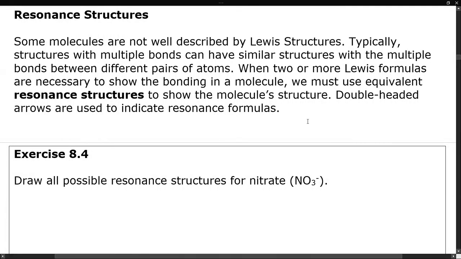Now, sometimes you don't get a good representation from a Lewis structure. Our friend carbon dioxide, we could use to decide which structure was likely. In the case of nitrate, as we mentioned in the Lewis structure presentation, you could draw more than one equally correct Lewis structure for nitrate. And so that's not quite the same thing. So we use double-headed arrows to indicate the resonance formulas. And so we want to draw all the possible resonance structures for nitrate.